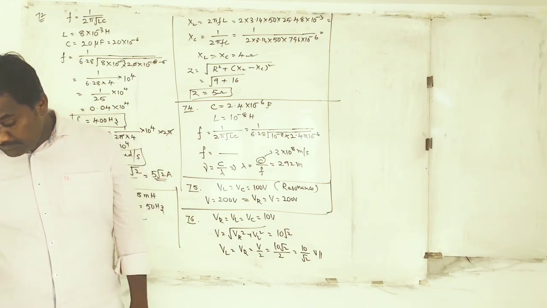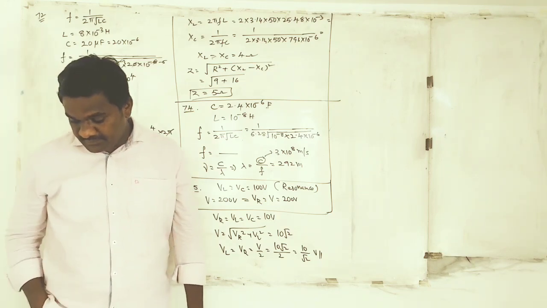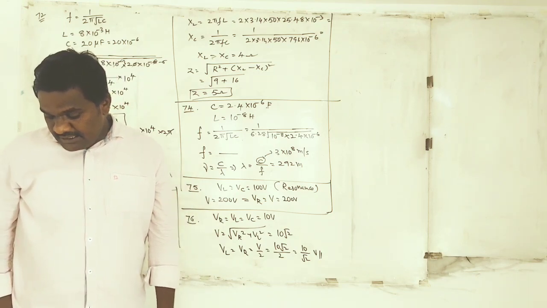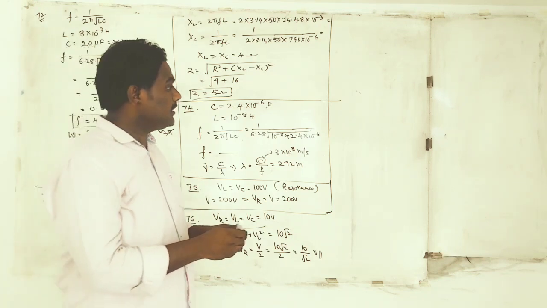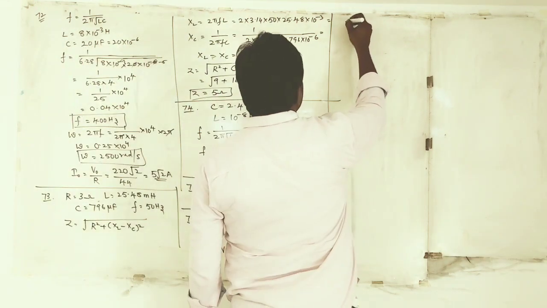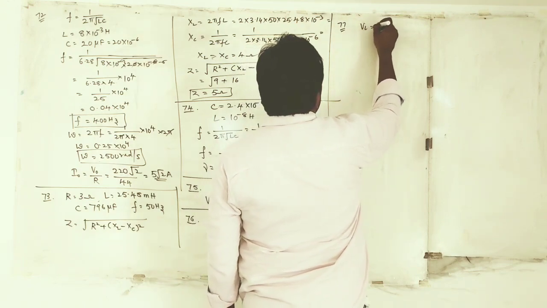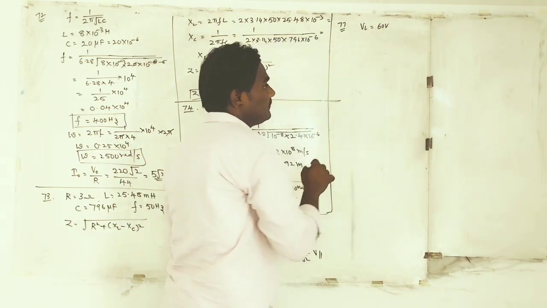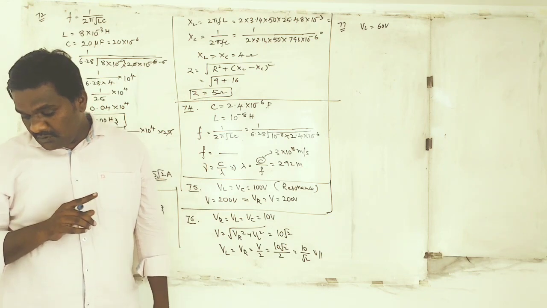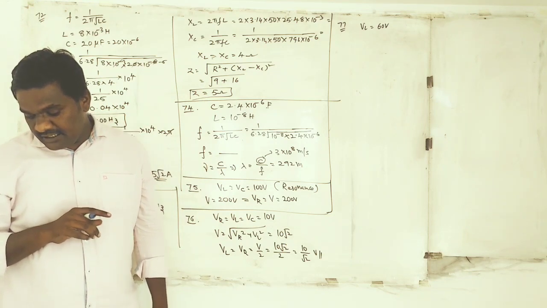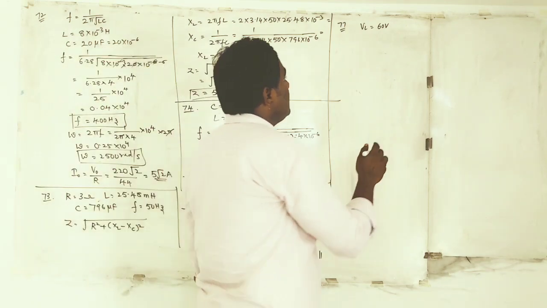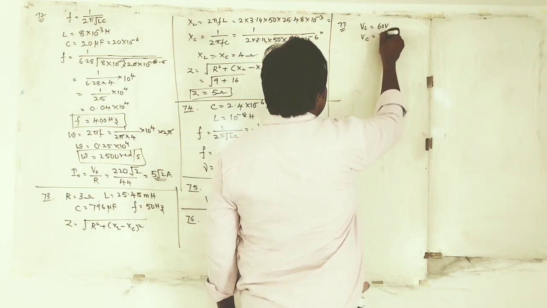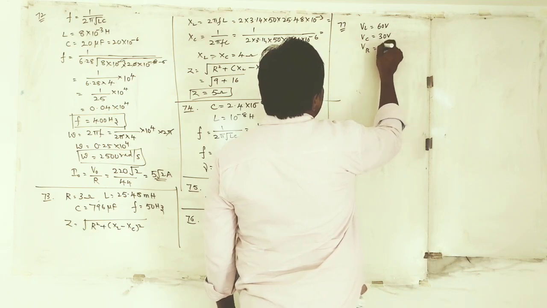Now 77. In a series LCR circuit, the potential difference between the terminals of inductance is 60 volts. So in the 77th question they have given VL as 60 volts, voltage across the capacitor 30, and voltage across the resistance is 40. Then they are asking for the supply voltage. So VC is 30 and VR is 40.